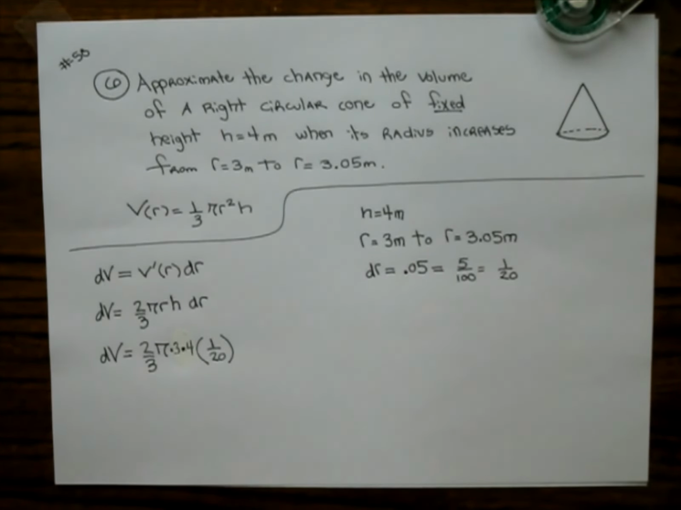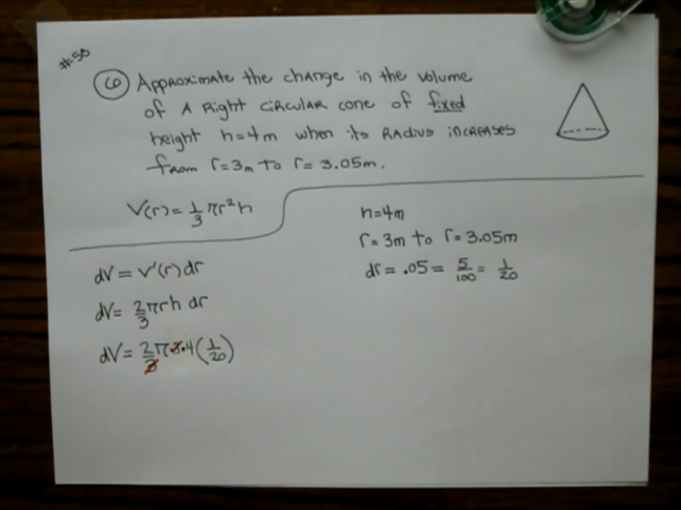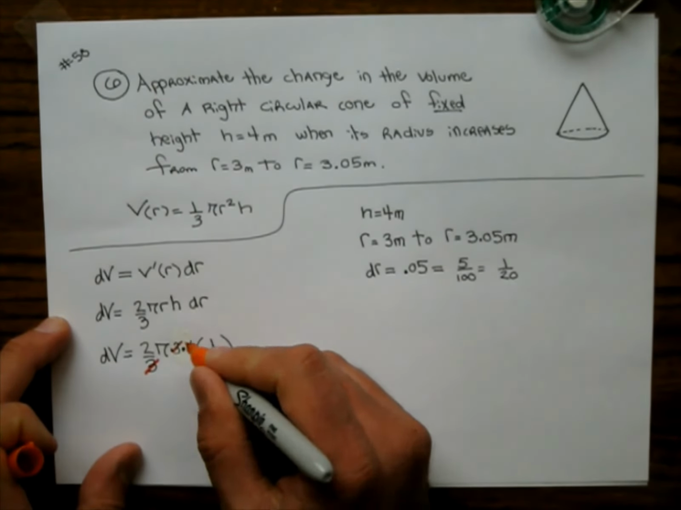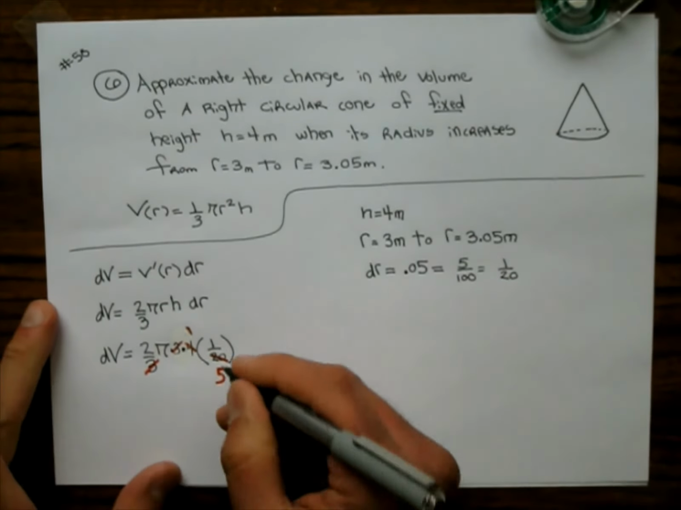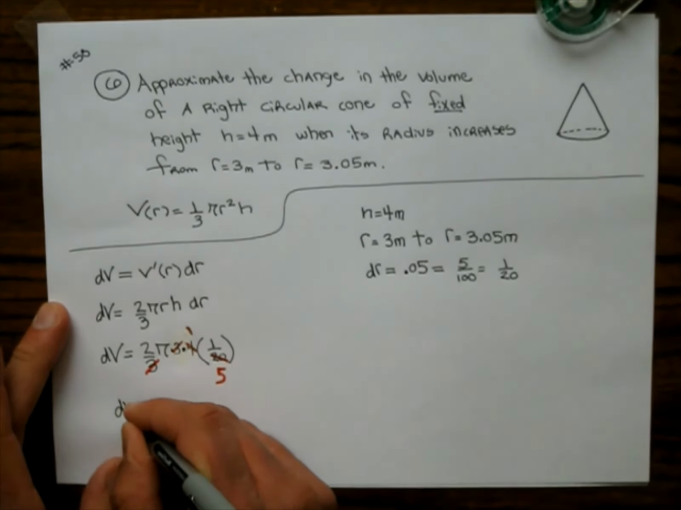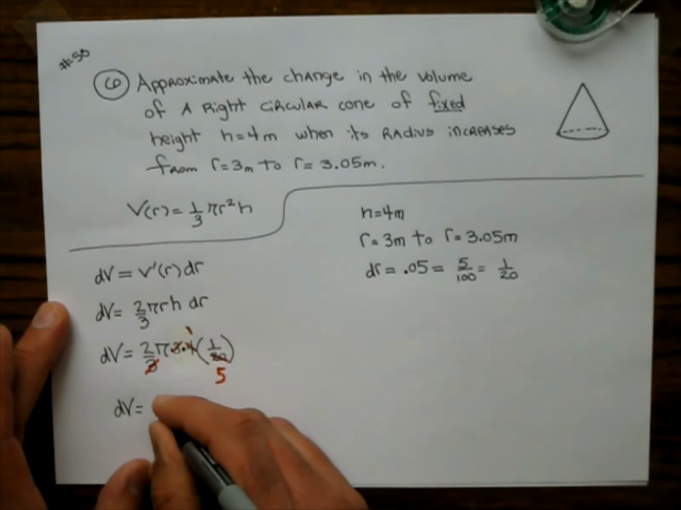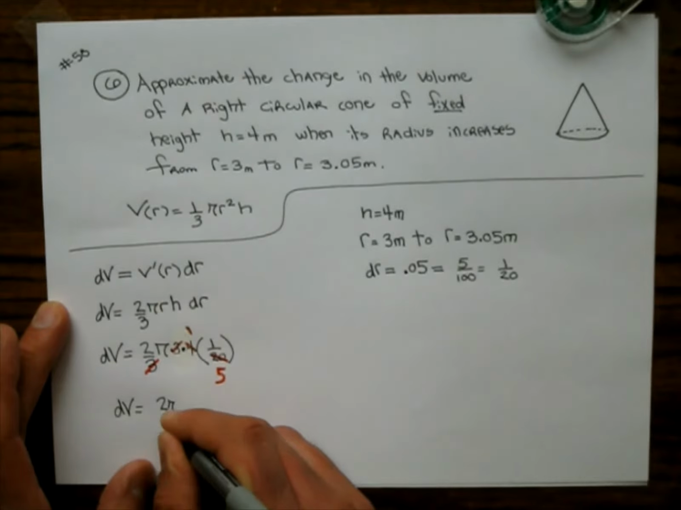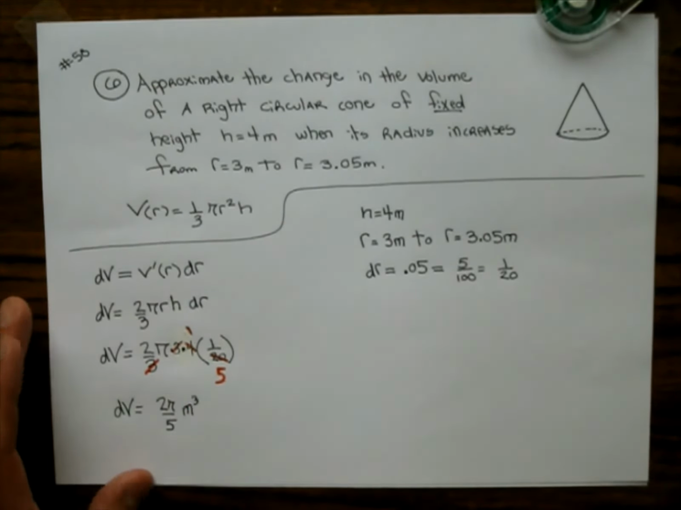Okay, so now that's kind of what I wanted to see. So the 3's are going to cancel. And then we have the 20 and the 4. They're also going to cancel. Let's see, that's going to become 1/5. And wow, so what do we end up getting? We end up getting dv equals 2 pi, everything's gone, 2 pi over 5. And really what it is is the change in the volume, so that's cubic meters.